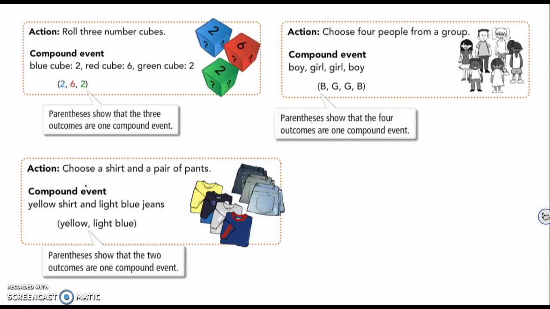For the action, choose 4 people from a group, the compound event would be boy, girl, girl, boy. Again, the parentheses show that the 4 outcomes are part of one compound event. With the action, choose a shirt and a pair of pants, the compound event could be yellow shirt and light blue jeans. Yellow and light blue are the 2 outcomes within our one compound event.